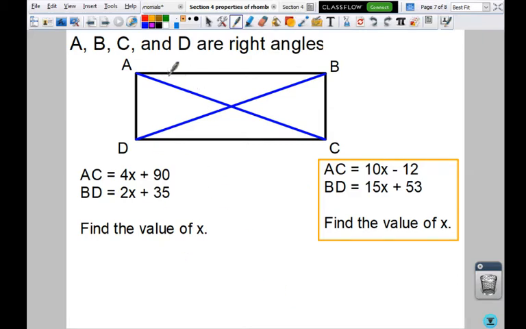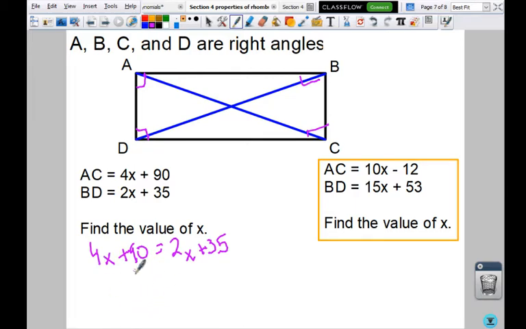Alright, so if we have a rectangle in here, because angles A, B, and C are right angles, according to this problem, so we got right angle, right angle, right angle, that's a terrible right angle sign. Because we have 4 right angles, that means it's a rectangle. AC is 4x plus 90, DB is 2x plus 35, and I can find the value of x because they equal each other. So I just need to go 4x plus 90 equals 2x plus 35, and we're going to solve.